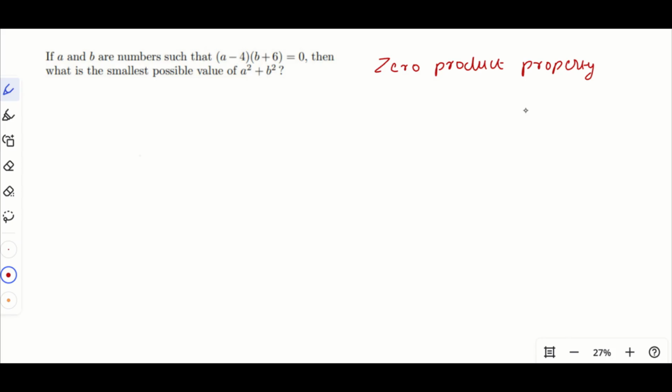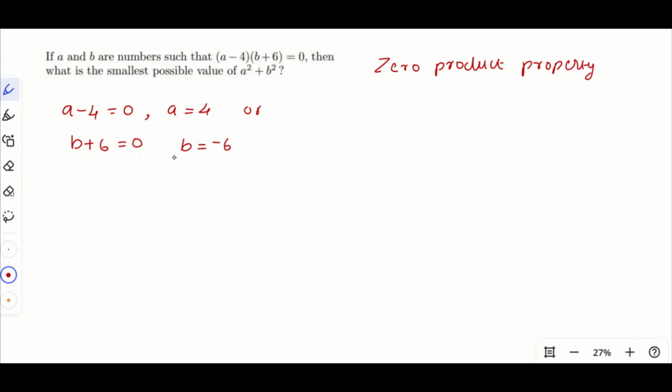So what is our first step? We have to apply the zero product property, right? If the product of two numbers is 0, then at least one of the factors must be 0. So either a minus 4 is equal to 0 or b plus 6 is equal to 0. That means a is equal to 4 or b is equal to minus 6.